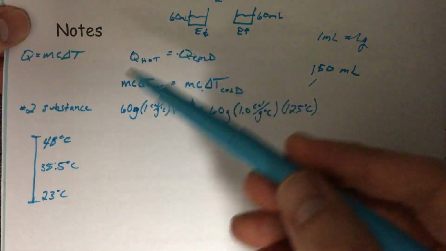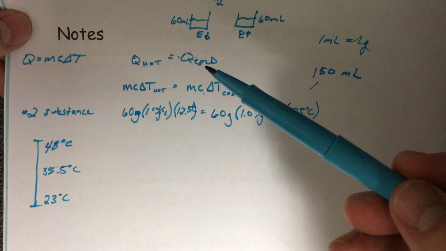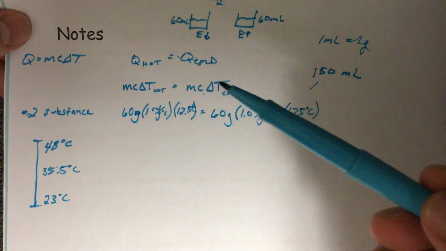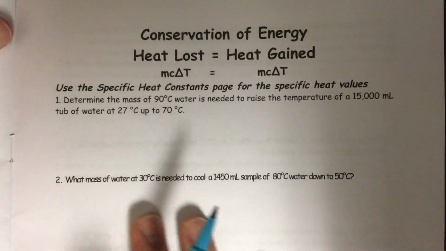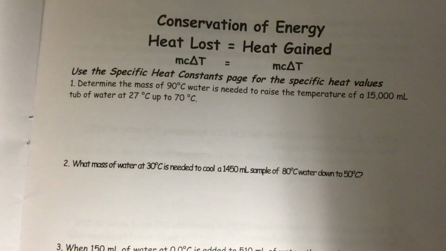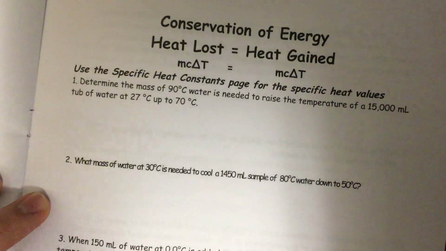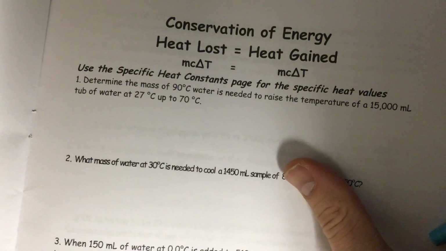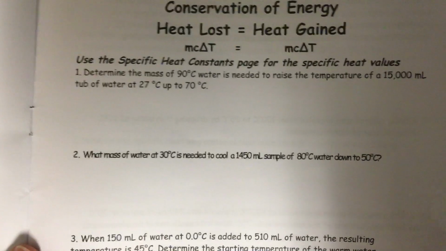So now we can take this idea of energy lost equals energy gained, heat lost equals heat gained, mCΔT equals mCΔT. And now we can do a problem on the next page. So we're on page 10, and if you look on page 10, you can see that we have exactly what we just found out.